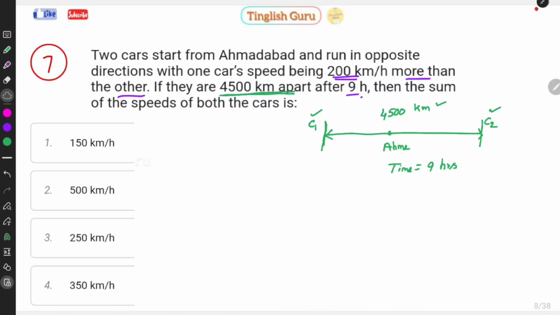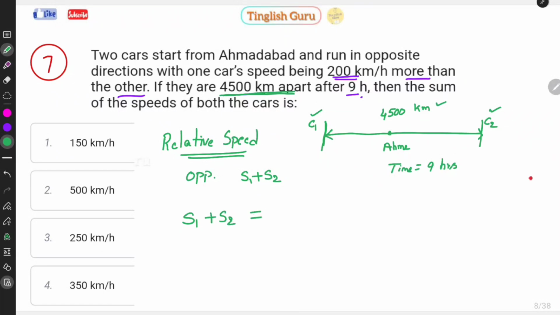Next, when the speeds of both the cars are considered, there comes a topic called relative speed. The relative speed in this question: they are traveling in opposite directions, therefore speeds will get added. So our total speed here is added, the final speed S1 plus S2.